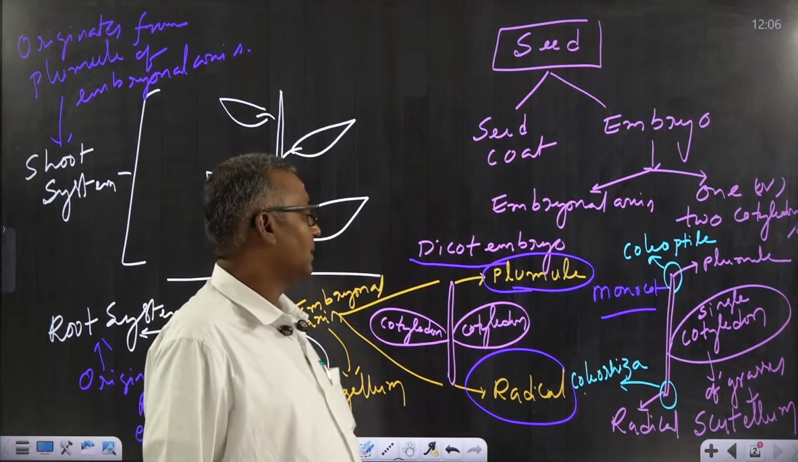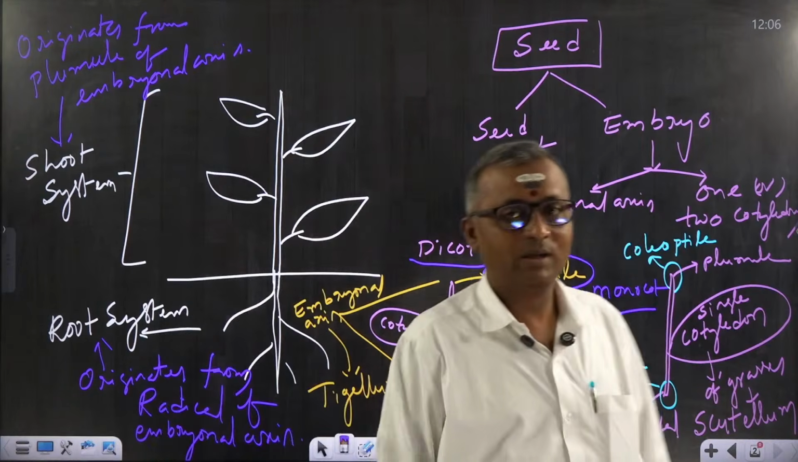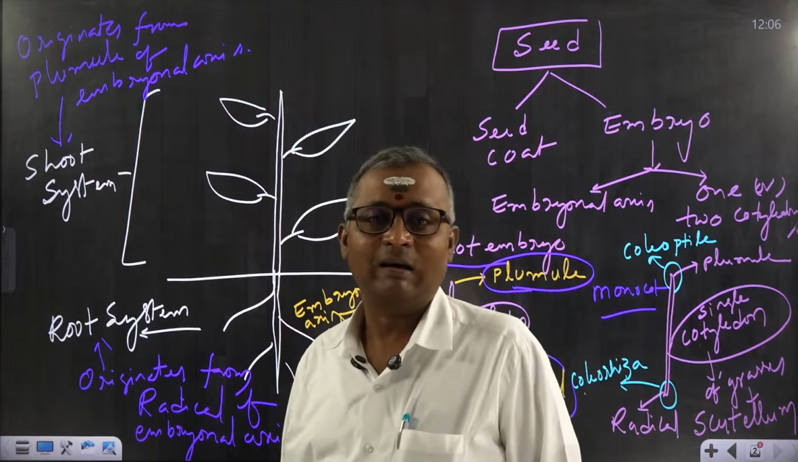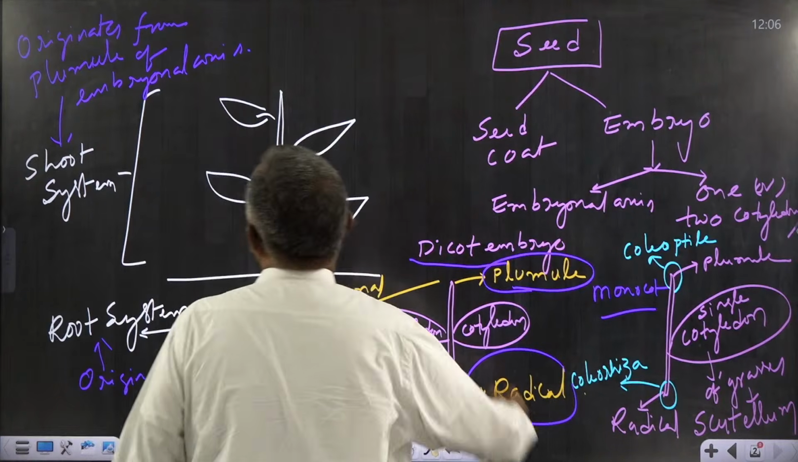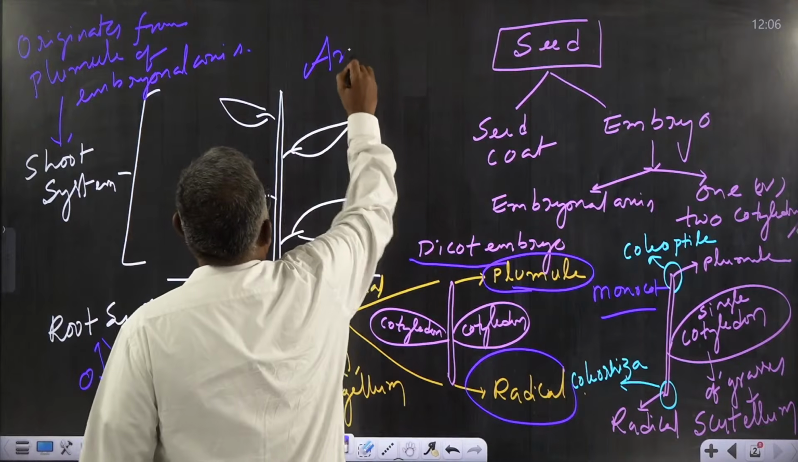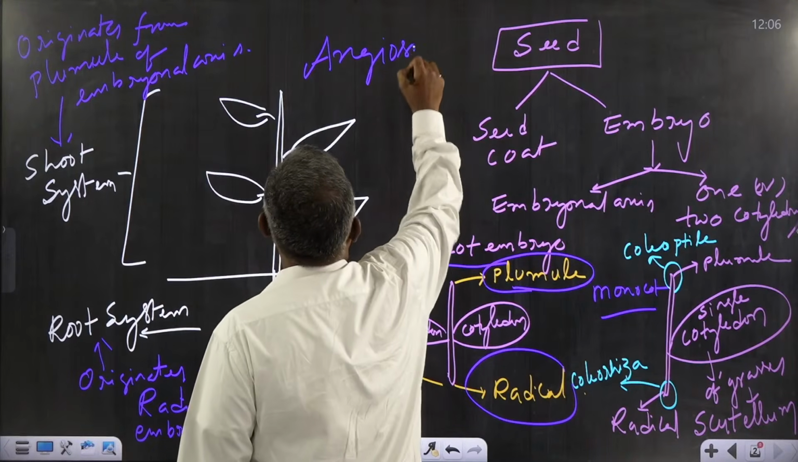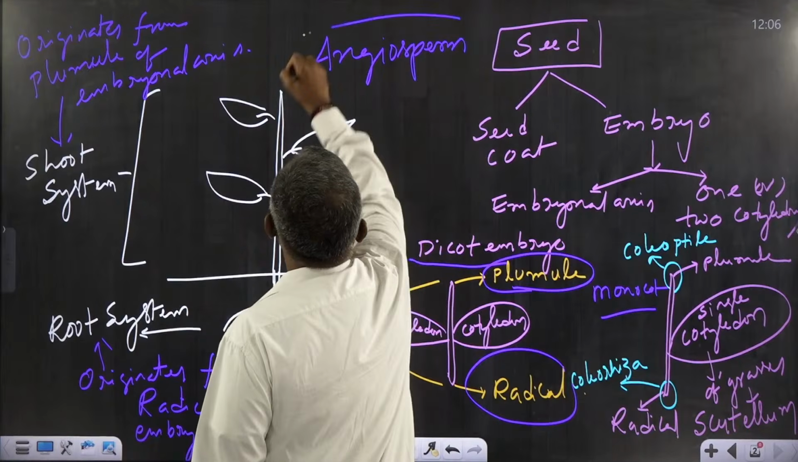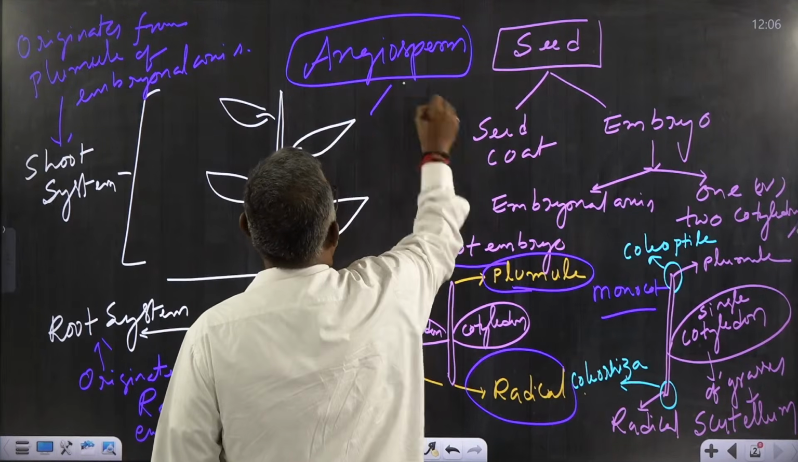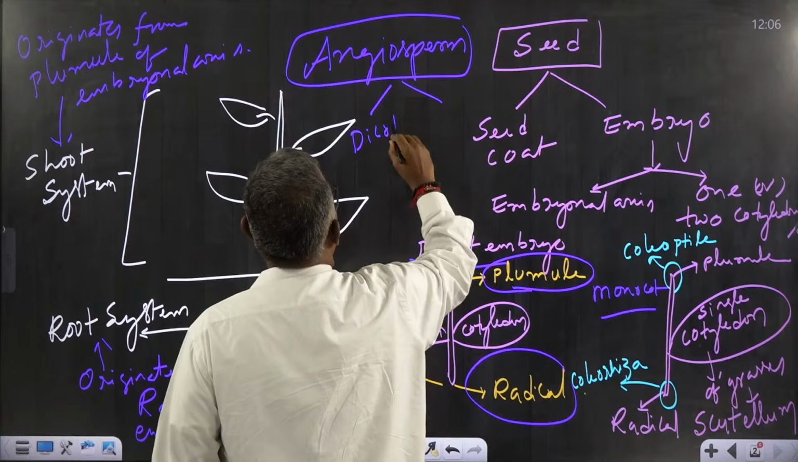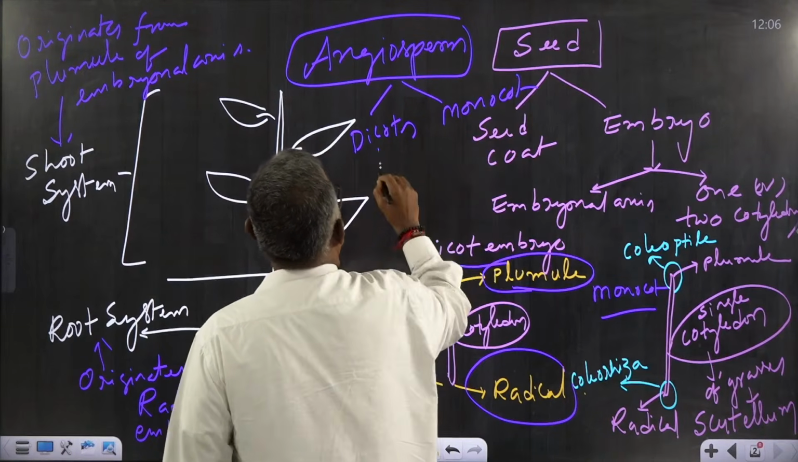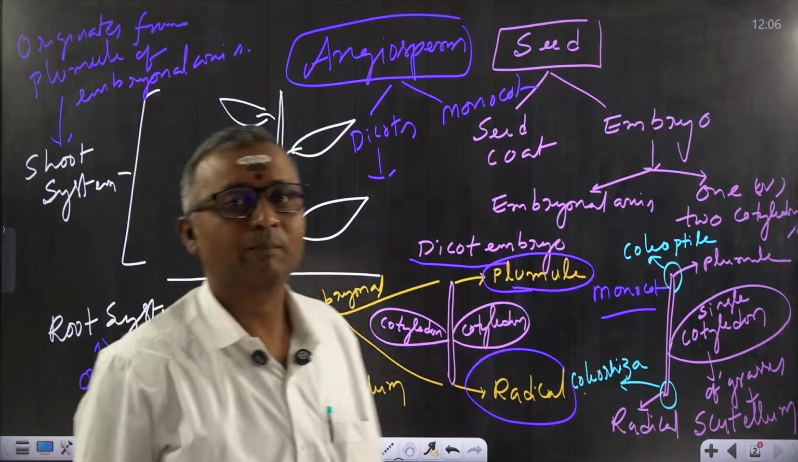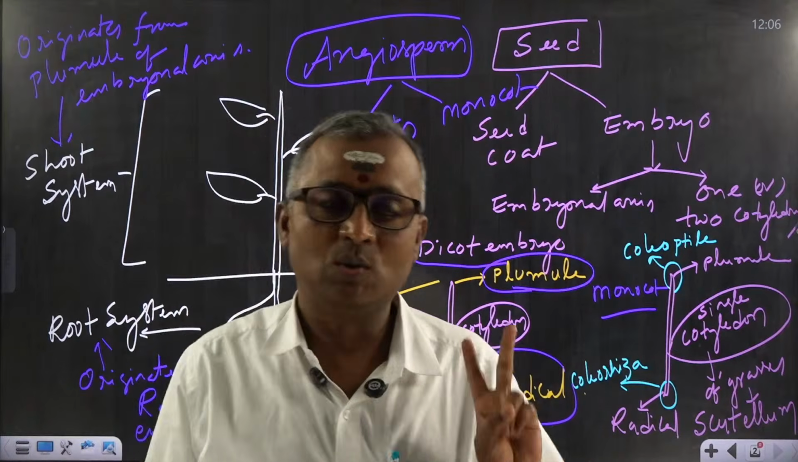Now, let us go into some other details. Now, I think you got clarity about why angiosperms include two groups of plants. What are they? Dicots and monocots. So, what do you mean by dicots? So, angiosperms include two groups of plants.